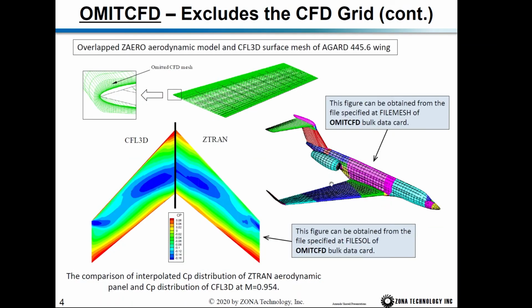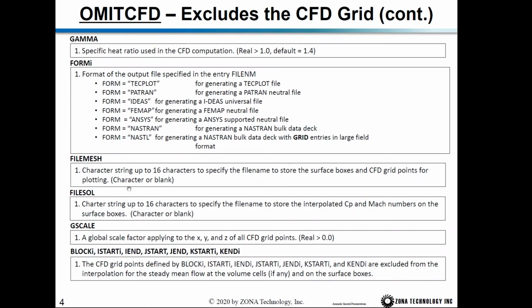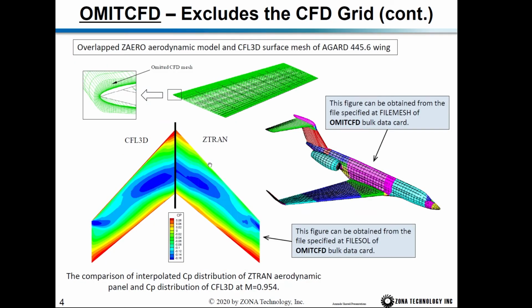file mesh. So you have the Z-Tran surface panel model and also the CFD surface mesh, and so you can verify the overlapping between those two surface models. And also you can use this file SOL to look at the interpolated surface CP on the Z-Tran panel model and compare with the CP on the CFD surface mesh.